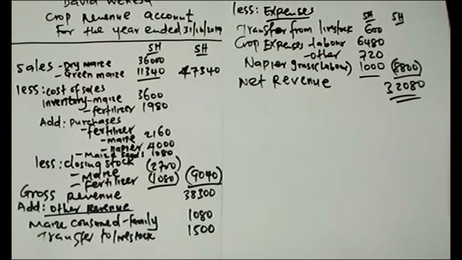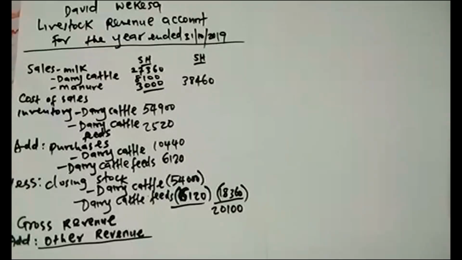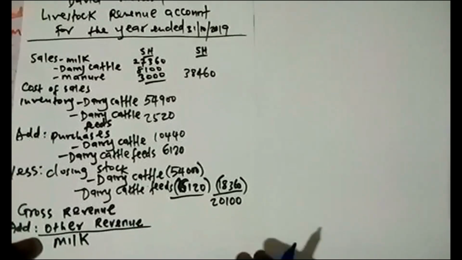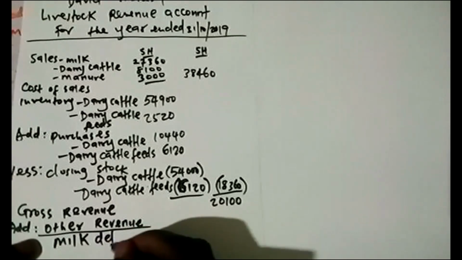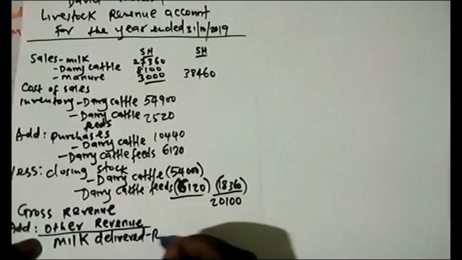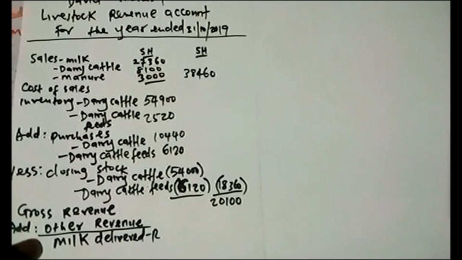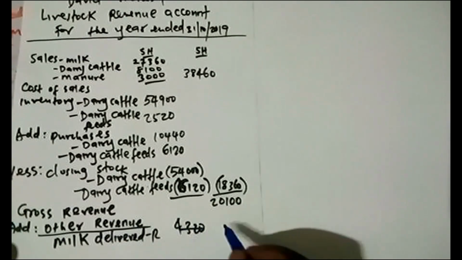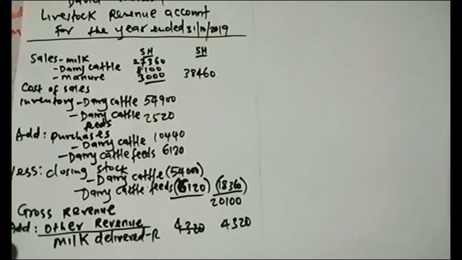Any question? So the first thing we have to record is all about milk delivered to relative hotel. After we record here, remember that it would be treated again as drawings. So milk delivered to relative. This one was going to the relative, so we just write in short to know that it's relative. It is 4320. You can just write it at the end there because it's like an income.